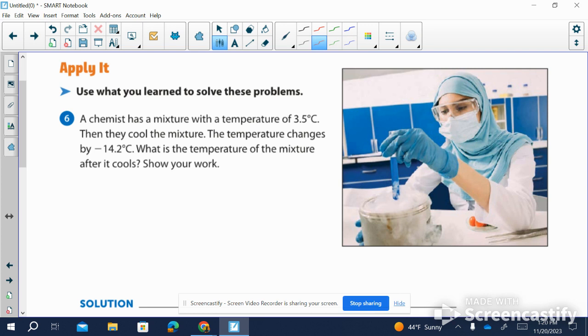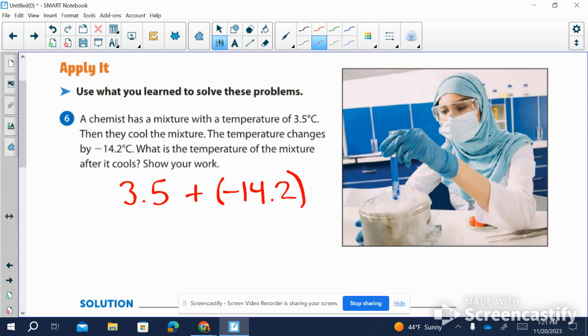They first gave us the original was 3.5. Okay, then it changes by 14.2. So we're adding 14.2, but it goes down. So it's going to be a negative 14.2. So this expression here is going to help us to calculate the new temperature after it cools.